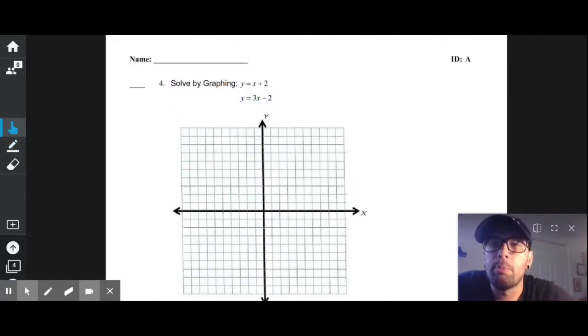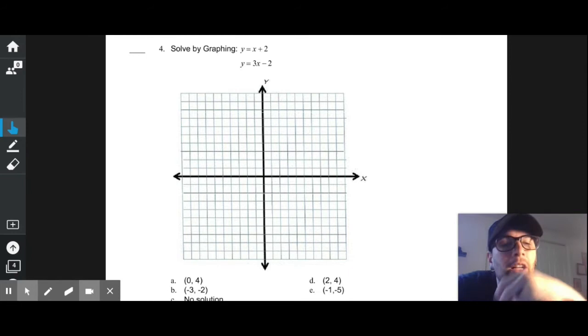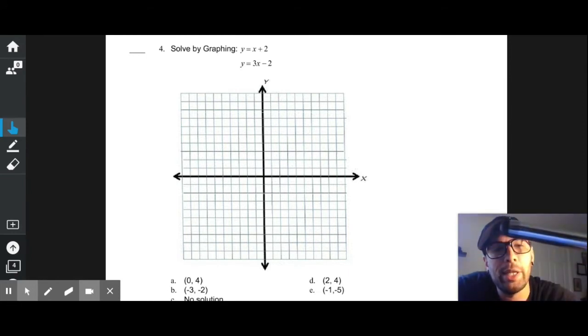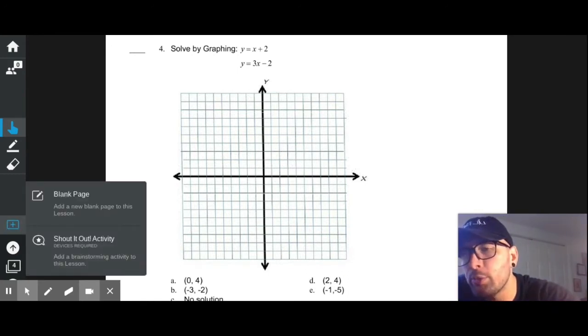Problem 4, finally a challenge. It actually is going to be a challenge because trying to draw on my screen with that tool isn't going to be so easy. But I'll do the best I can with the tools that I have.